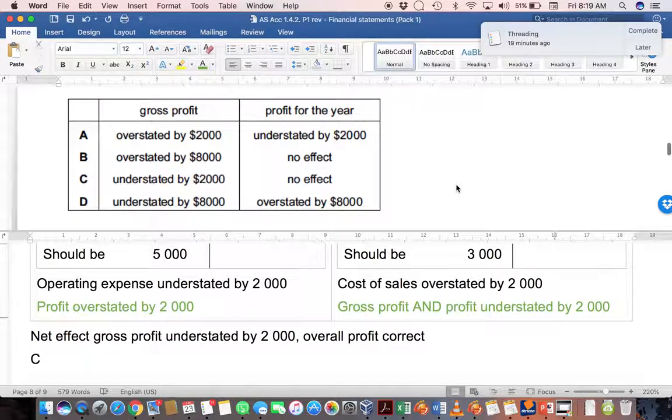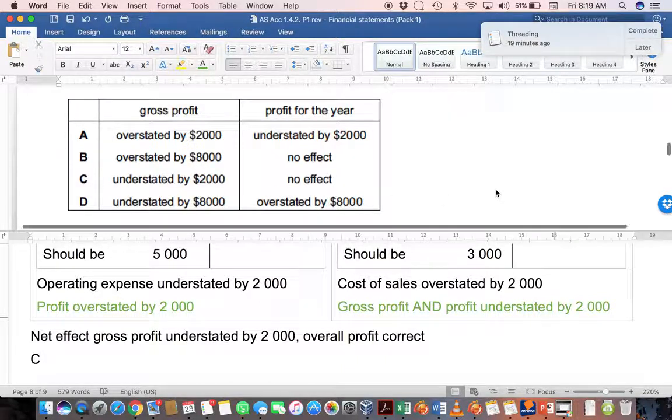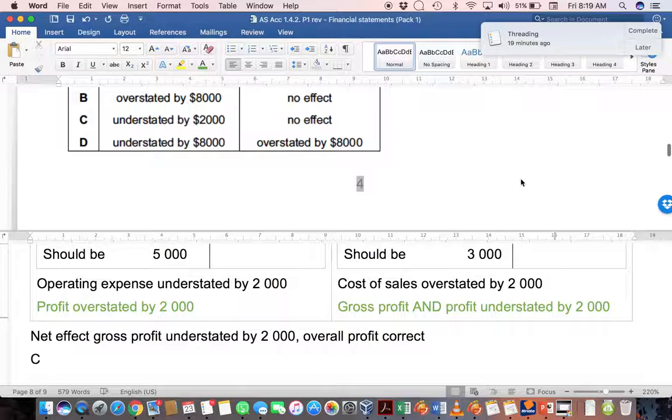And if you go and look at the options given to you, you would want to choose C, showing that there's no effect on the profit, but gross profit is understated.